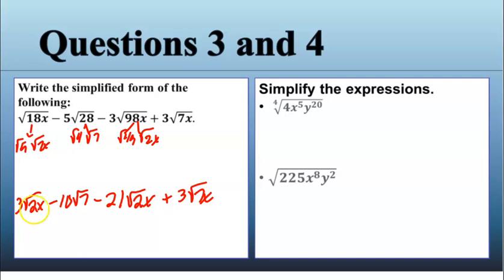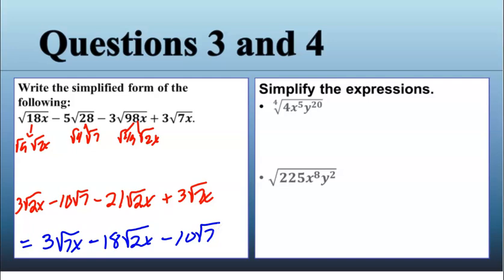Now I combine like terms. Here I have 3 square root of 7x by itself, so that doesn't have any partners. And then I have 3 square root of 2x minus 21 square root of 2x equals a negative 18 square root of 2x. And then I'm left with a minus 10 square root of 7.